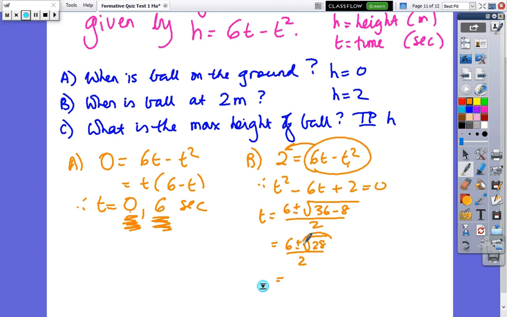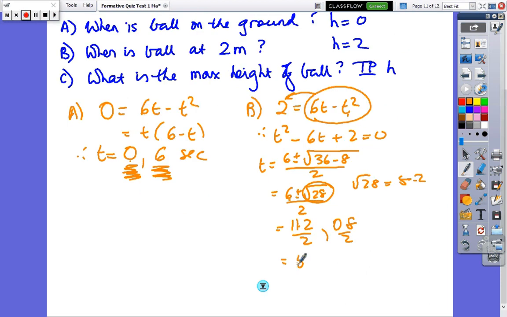So, okay, root 28, I haven't got my calculator. Say it's 5.2. So 6 plus 5.2 is 11.2 over 2. And 6 minus 5.2 is 0.8 over 2. So these are just approximate. So it's at 5.6 and 0.4 seconds. So what's happening is it's going through 2 meters at 0.4 of a second, and on the way down it's going through 2 meters at 5.6 seconds.